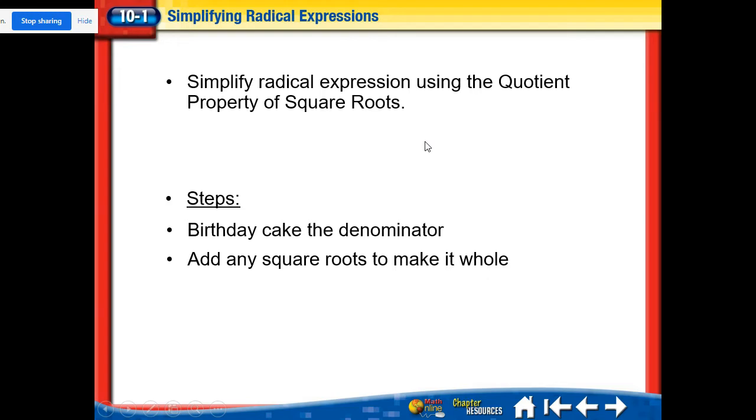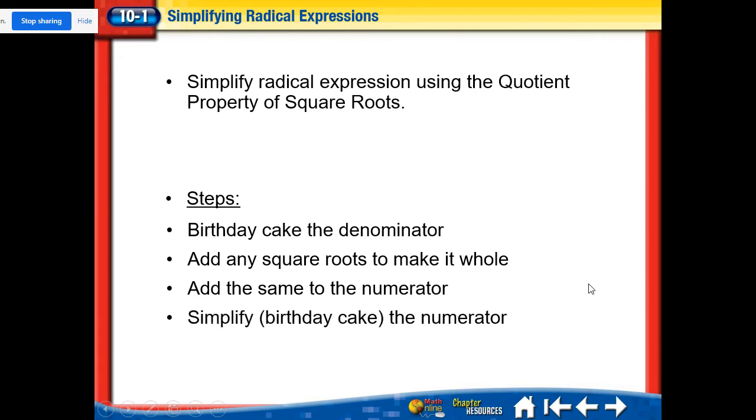After that, we'll add any square roots to make it whole because we want them all to be paired up. There'll be nothing left to go inside the house, nothing left inside the radical. Then we're going to add whatever we did to make it whole to the numerator also, because we've got to keep it balanced. And then we'll simplify the numerator and then reduce any fractions that we can.